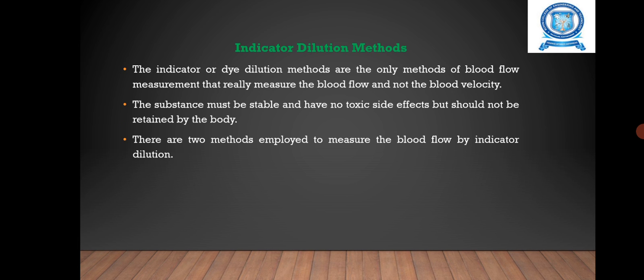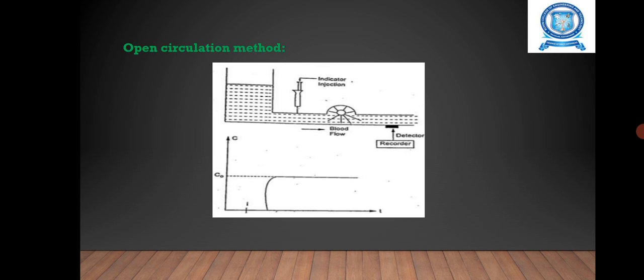Next one is the indicator dilution method. These are the only methods of blood flow measurement that really measure the blood flow and not the blood velocity. Any substance can be used as an indicator if it mixes readily with the blood and its concentration in the blood can be easily determined after mixing. The substance must be stable and have no toxic side effects, but should not be retained by the body. There are two methods employed to measure blood flow by indicator dilution. The first method is the open circulation method.